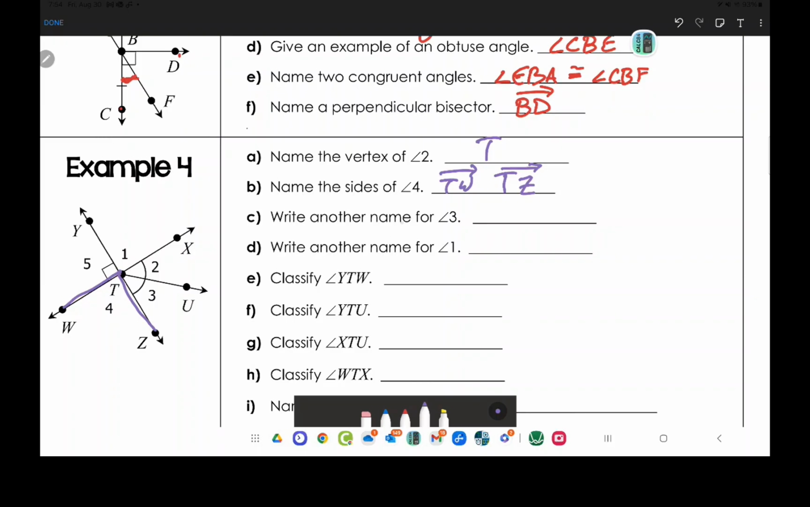Another name for angle 3. Well, that would be, we could say ZTU or UTZ. Another name for angle 1, YTX.